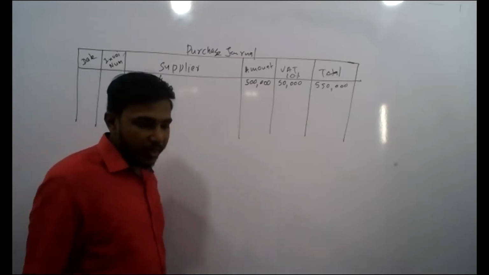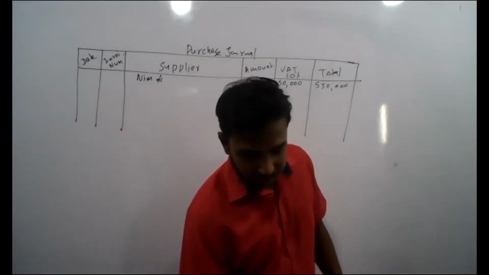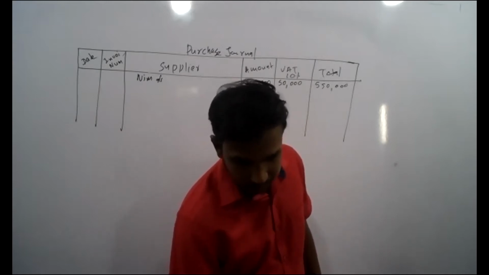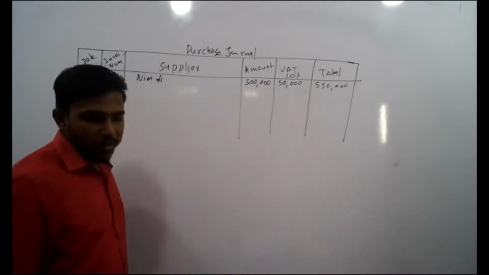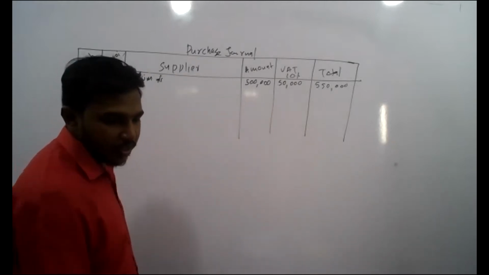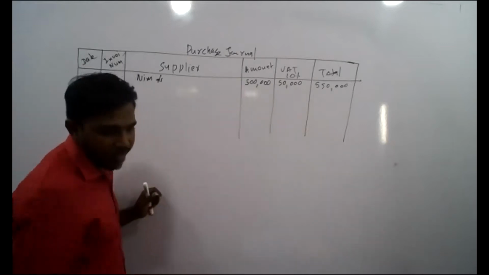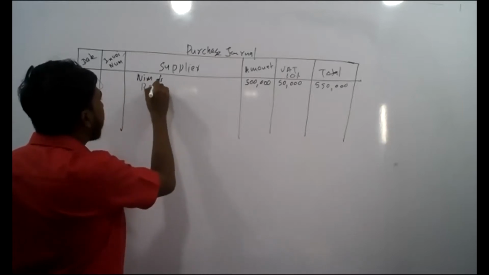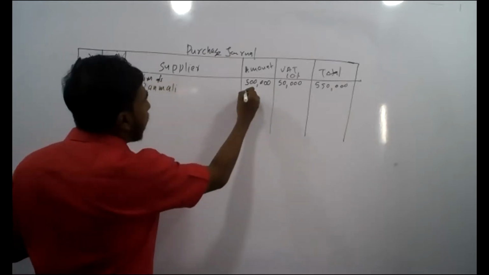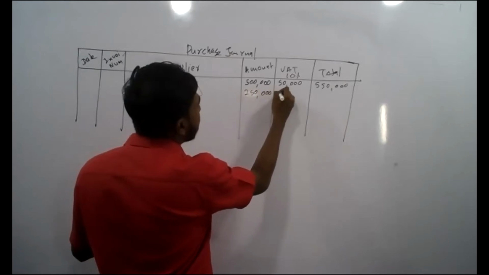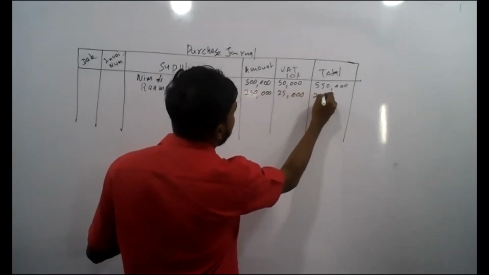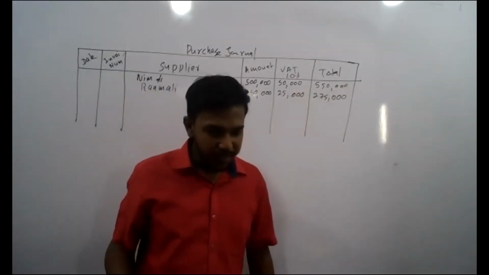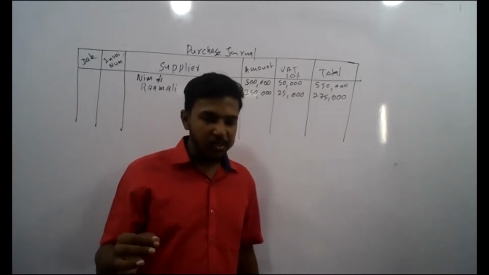Anyway, now it's the purchase journal that we are supposed to do. The first one says the company purchased goods on credit basis, 500,000 from Nimali, which we have done. The next one is purchase from Ranmali on credit basis, 250,000. Then 10% means 25,000. The total amount is 275,000.